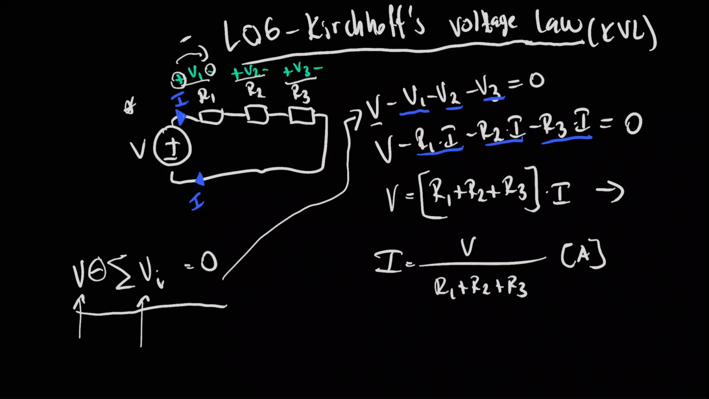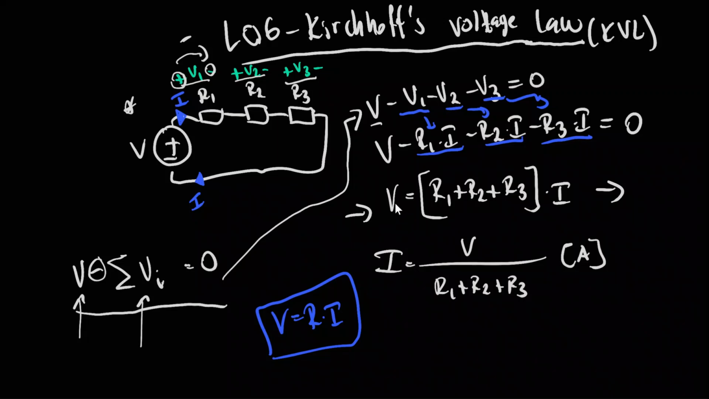Okay. And now we say that the voltage can be rewritten using Ohm's law like this, right? Voltage equals resistance times current. So we say that V1 can be rewritten as R1 times I, and then V2 as R2 times I, and then V3 as R3 times I. So we just plug that in, keep everything else the same, and then we come to this equation here.